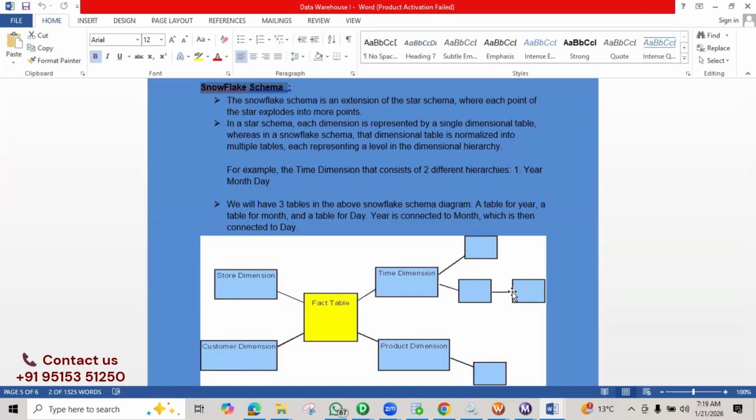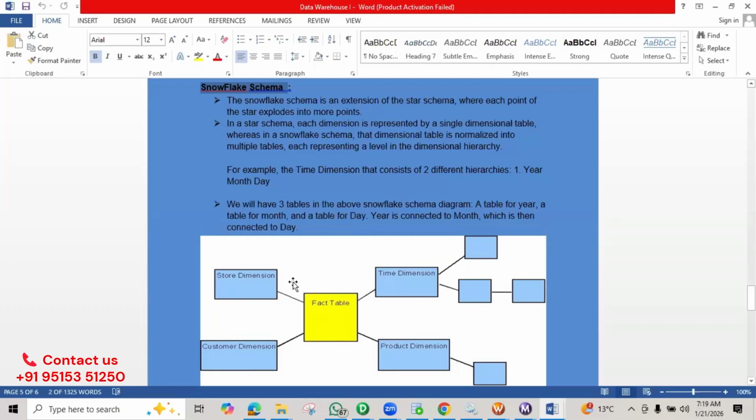Then here an interviewer can ask one question. He will say, is it mandatory that the snowflake schema will contain only one fact table? Because currently in my project, there are two fact tables. So how do you justify your answer? You have to say, no, it is not mandatory that the snowflake schema will contain only one fact table.